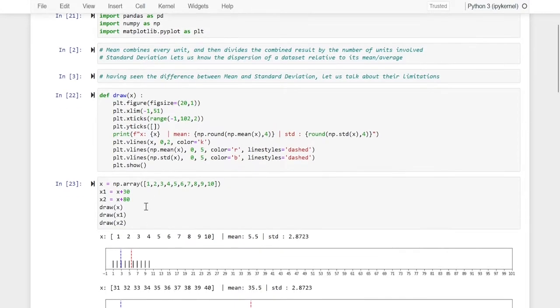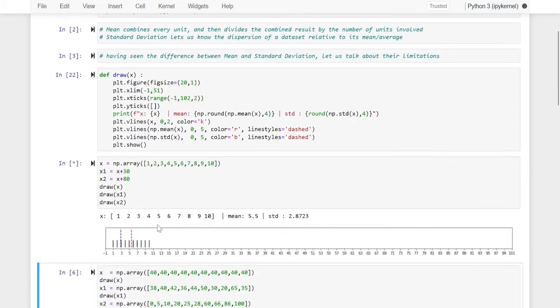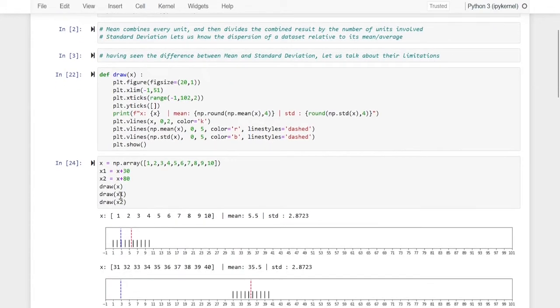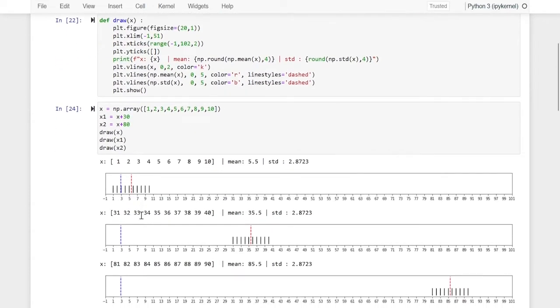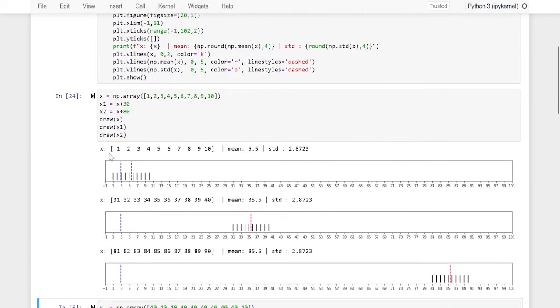Now, we will draw three graphs for each of these data sets. Look here. This is about X, 1 to 10. Mean is 5.5. And since we change the values, now it is 31 to 40. Mean is going to reflect the average of these numbers. So now it is 35.5.